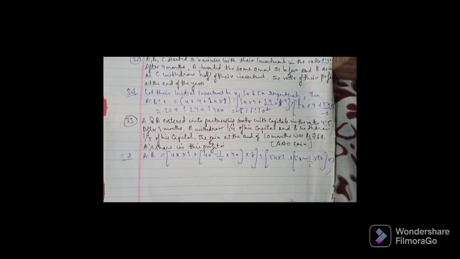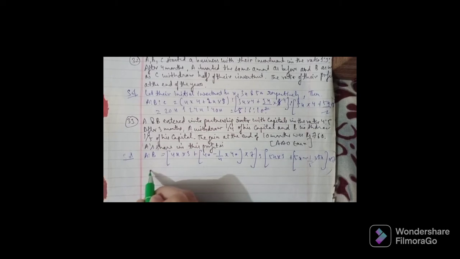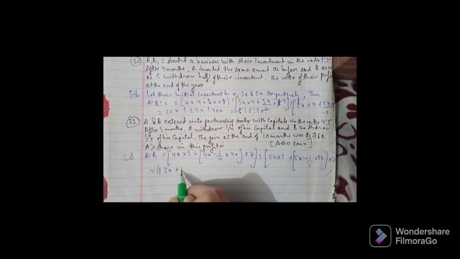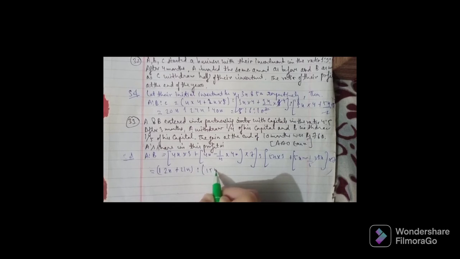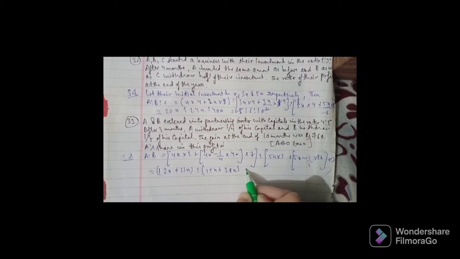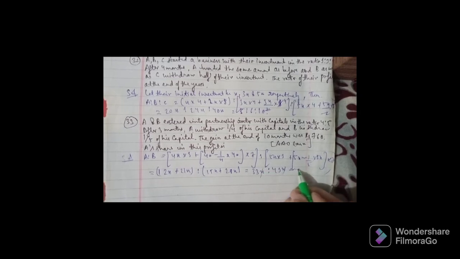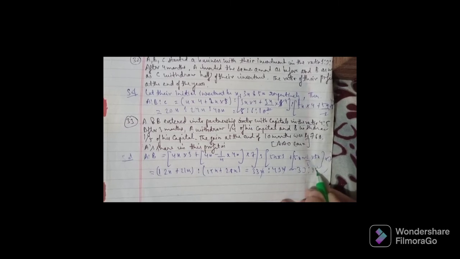Okay, which has been equals to 12x plus 21x ratio of 15x plus 28x, that is equals to 33x ratio 43x. The x will be cancelled out because it is on both sides, so it will be 33 ratio 43.